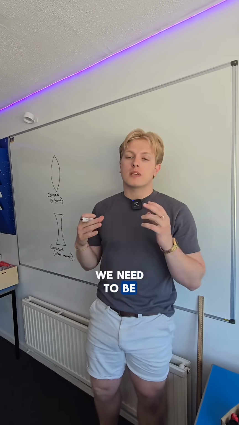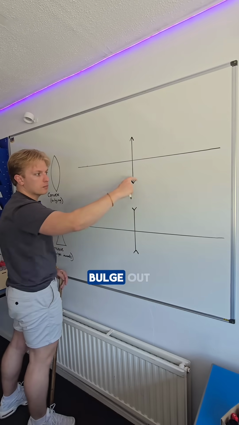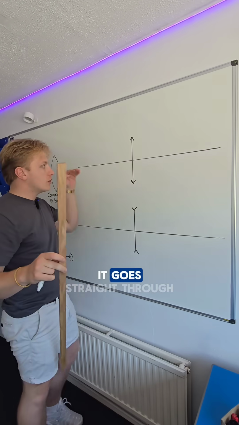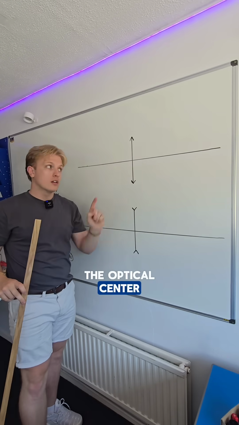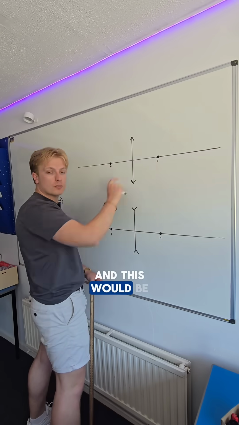For both of these, we need to be able to draw ray diagrams. The arrows represent the curvature of the lens, so this one would bulge out, this one would bulge in. This line I've drawn is called our principal axis. It goes straight through the optical center, which is the center of our lens. These Fs represent the principal focus, and this would be the focal length.